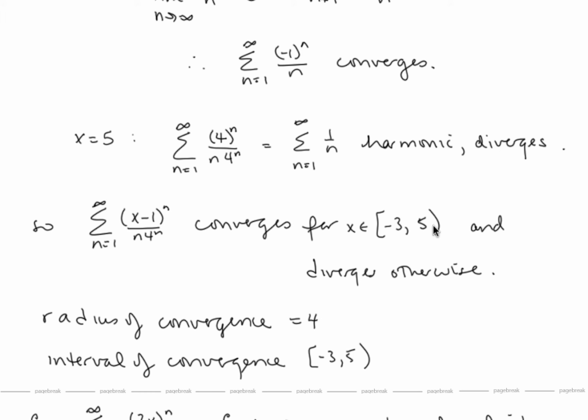Again, you could take the difference between these two values and divide by 2, because what we're looking for is the radius around the point x equals 1. And so we're going 4 units from x equals 1 in both directions. So that's the radius of convergence.